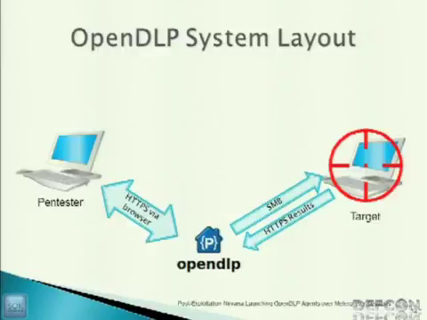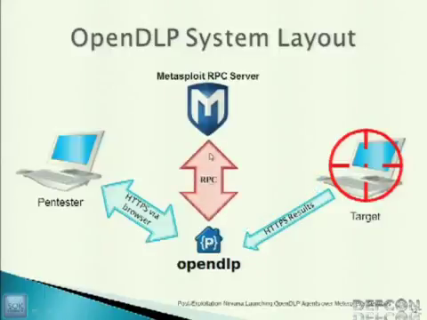And here you can see the typical OpenDLP setup as it is now. The pen tester here hits OpenDLP via his browser, which then deploys with SMB. Periodically, the agent running on the target posts back results to OpenDLP, and will even tell OpenDLP when it's finished, and it'll be uninstalled by SMB. Well, we've gone and removed this SMB and replaced it with RPC communications to the Metasploit RPC server.